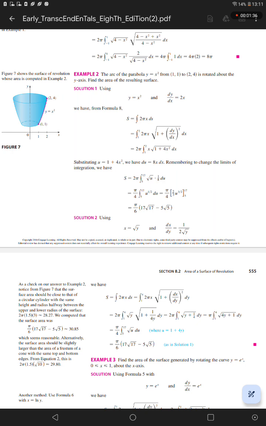Solution 1. Using y equals x squared and dy over dx equals 2x, we have formula 8. Big S equals the integral of 2 pi x ds equals the integral from 1 to 2 of 2 pi x times the square root of 1 plus (dy over dx) squared dx equals 2 pi the integral from 1 to 2 of x times the square root of 1 plus 4x squared dx.